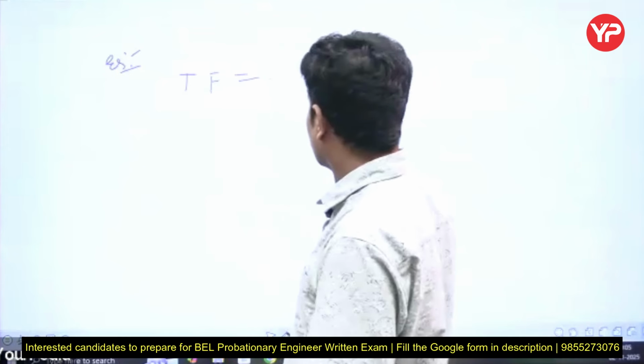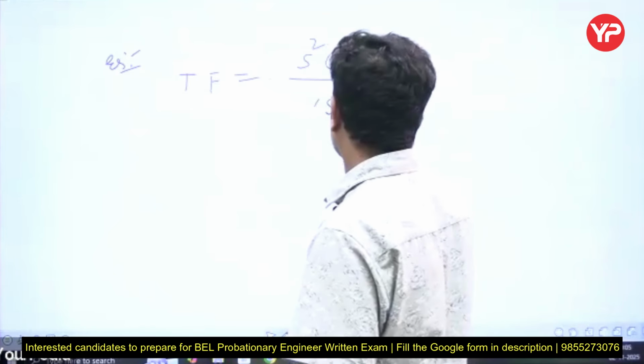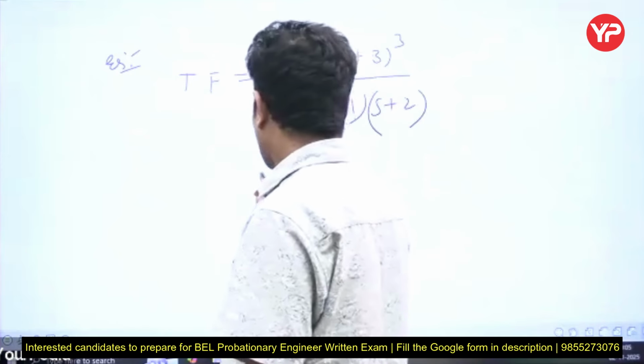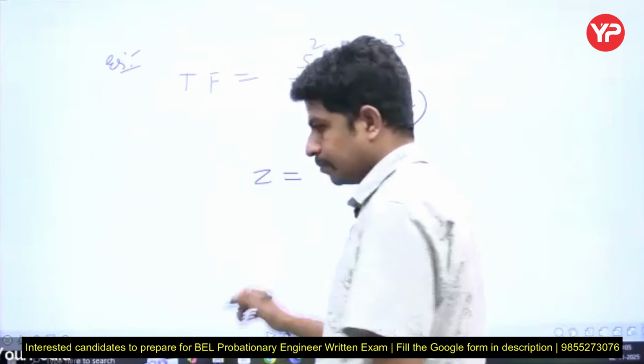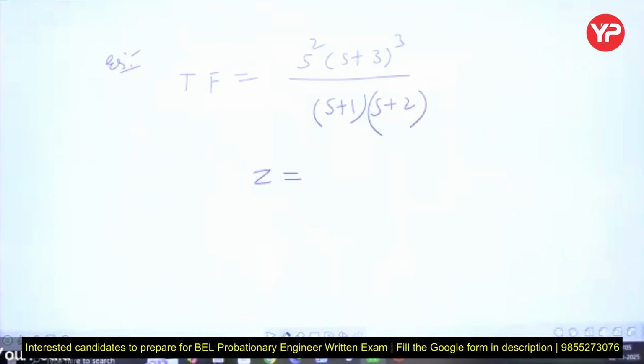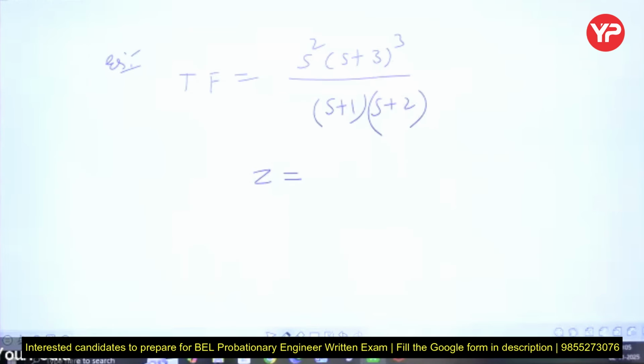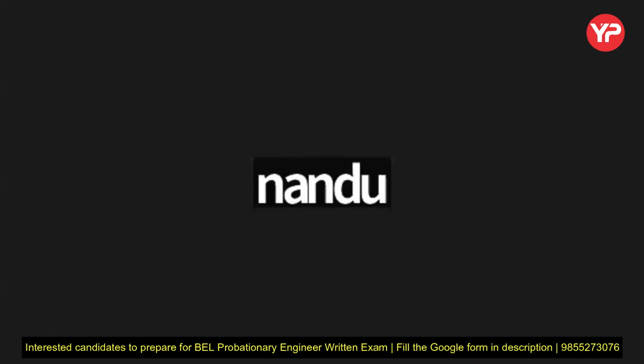So transfer function is equal to s square into s plus 3 cube by s plus 1 into s plus 2. Now tell me, how many finite zeros are there? 5. Yeah, numerator is nothing but zeros, denominator is nothing but poles, I told you. How many zeros are there? 5. Yes, 5. Sir, explain how 5.